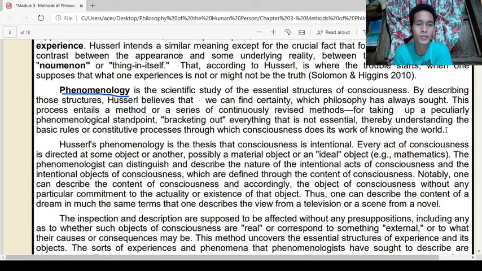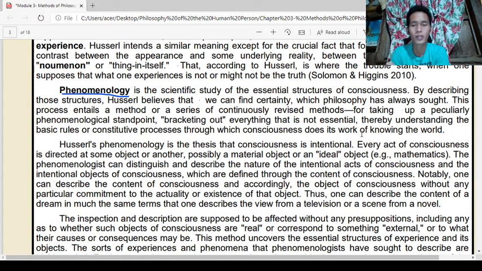By describing those structures, Husserl believes that we can find certainty, which philosophy has always sought. This process entails a method or a series of continuously revised methods for taking up a peculiarly phenomenological standpoint, bracketing out everything that is not essential, thereby understanding the basic rules or constitutive processes through which consciousness does its work of knowing the world.